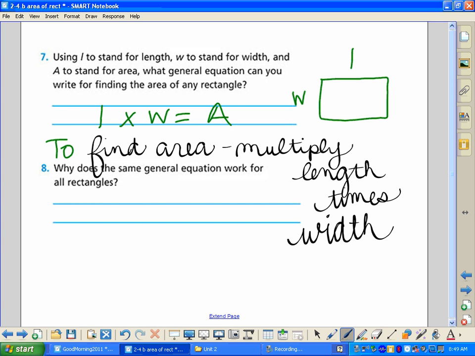Why would this work for any rectangle? Because any rectangle is going to have four sides, and we're going to be able to find length times width. It's not going to be the same number, it might be different numbers, but we can always multiply length times width. Yep. So if we wanted to, we could draw out all of our squares.